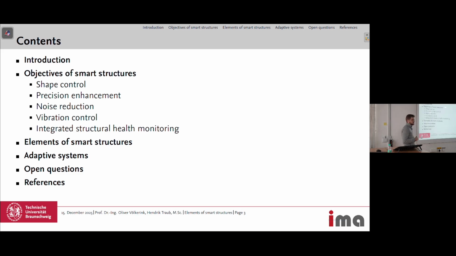So what is the structure of this lecture? We will have a short introduction, then look at some objectives of smart structures: shape control, precision enhancement, noise reduction, vibration control, and integrated structural health monitoring. And then we will introduce the elements of smart structures and also have a look at adaptive systems or a bit of system theory maybe. And then we have some time to clarify open questions.